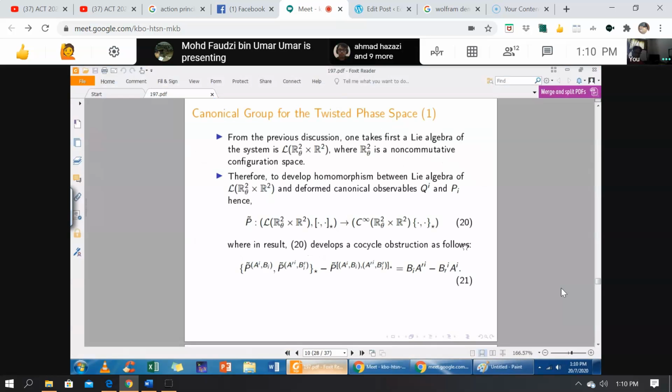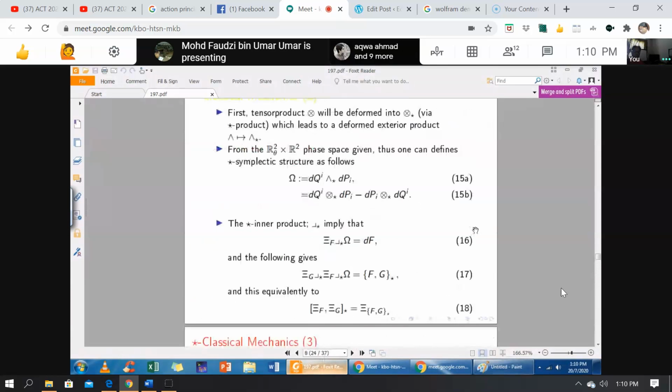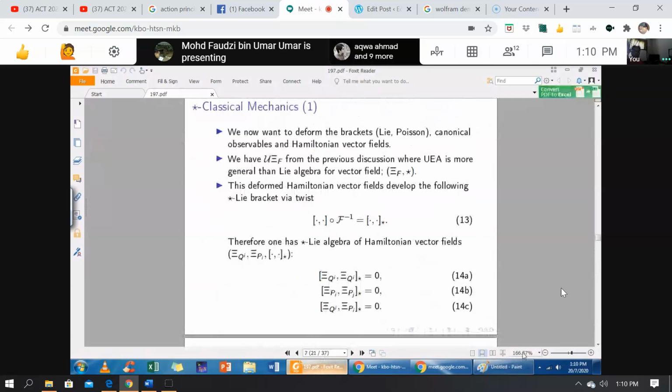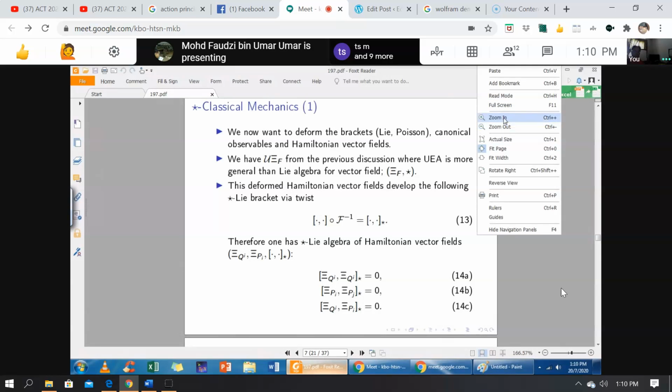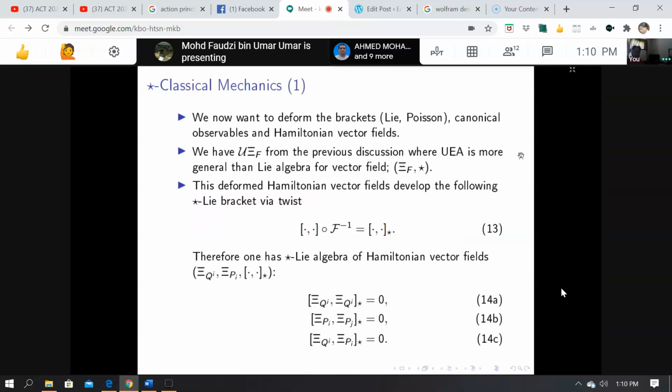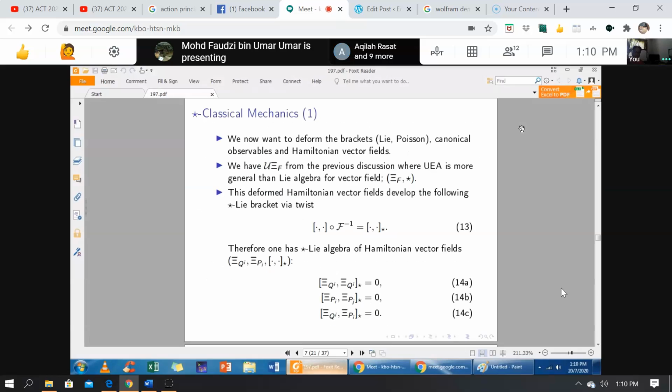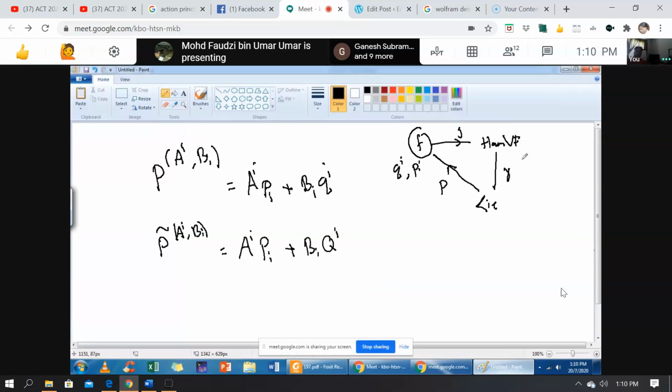Not P_i, not this one, this one. Talking about the moment map, it develops the mechanical observables. If you are talking about this one, actually it should be specified for the gamma map. For the P map, yes, we develop Q and P, the mechanical observables.